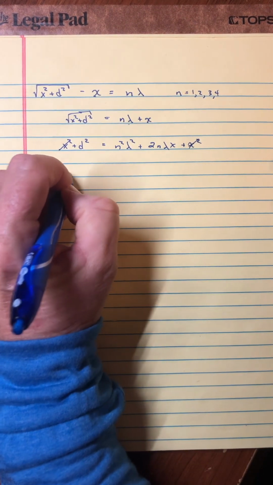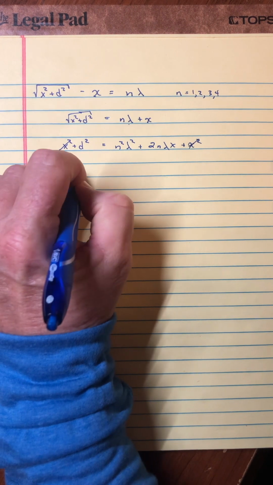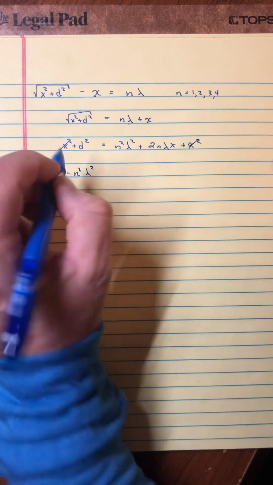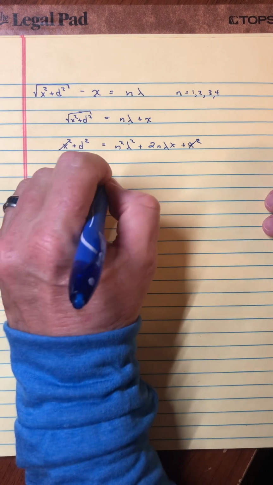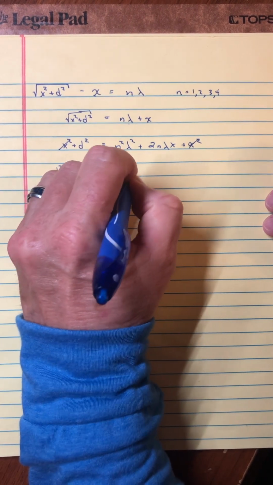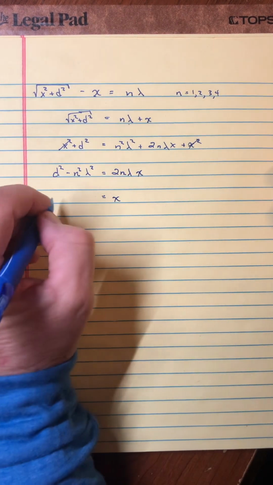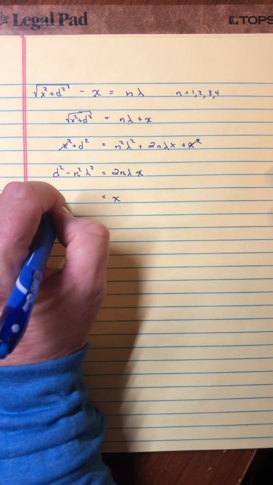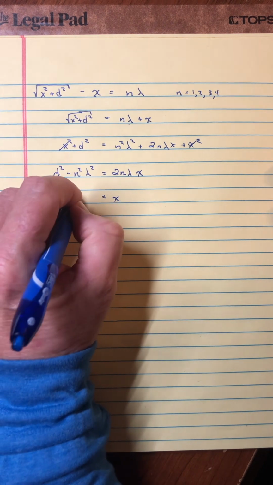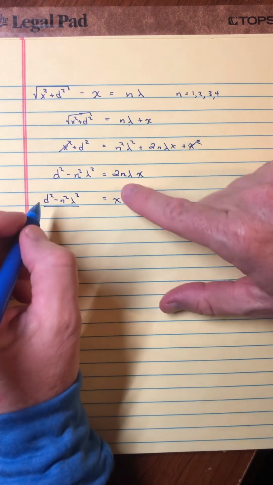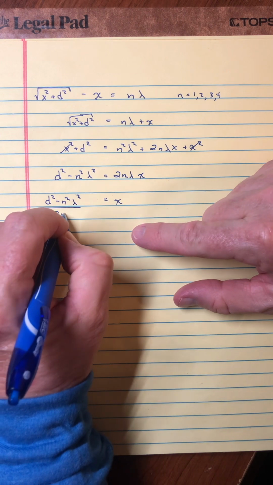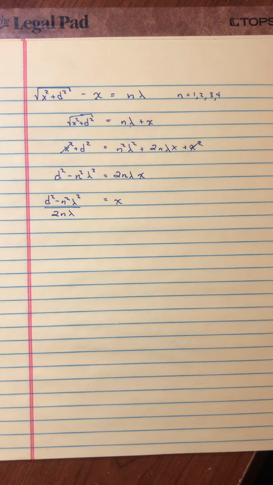And then I will get a d squared minus an n squared lambda squared when I move this over. And then I have a 2n lambda x. And then finally, solving for x, I would have a d squared minus an n squared lambda squared all over 2n lambda. And I think that might be the best answer.